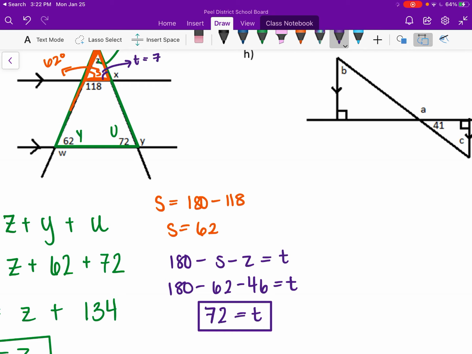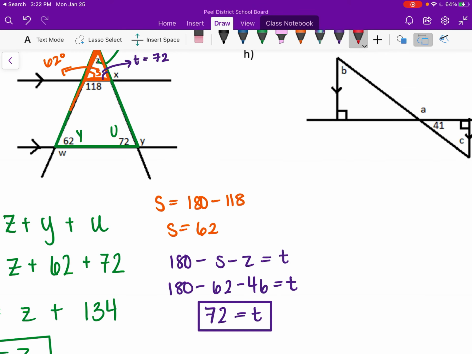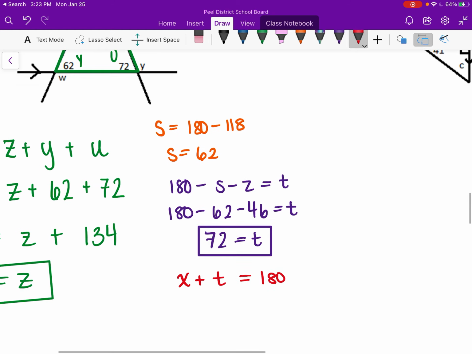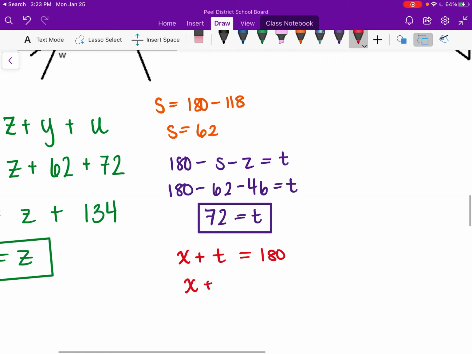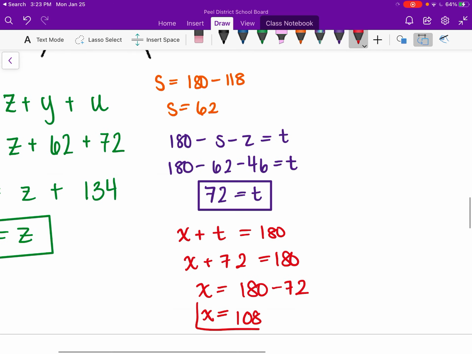And now if I know T is 72, I can easily find X. So a lot of this is problem solving, right? That's something you need to keep in mind when you're doing these questions: it's a lot of thinking. So if I know that's 72 and I want X, I know that X plus T is going to give me 180 because it's a straight line, right? So X plus 72 is going to give me 180. So X is going to be 180 minus 72, which is going to give me 108. So I know X is 108.